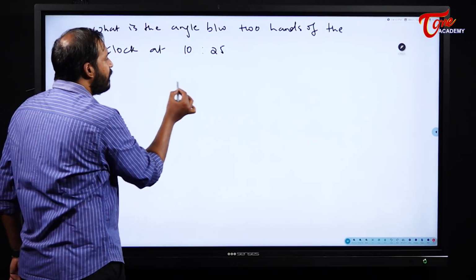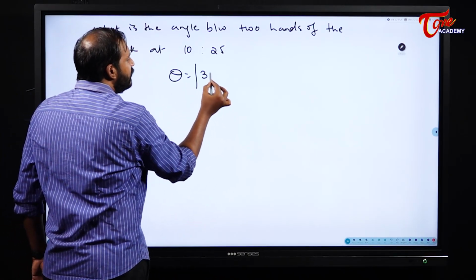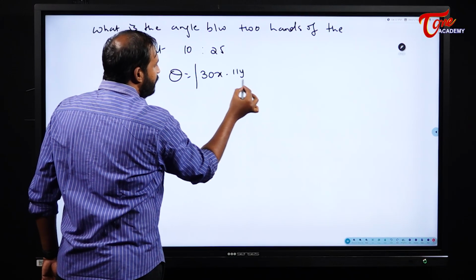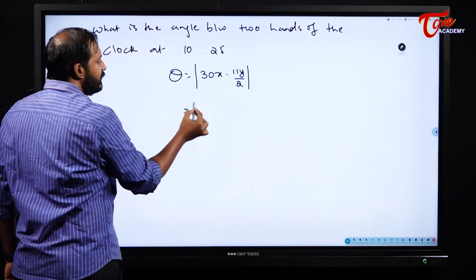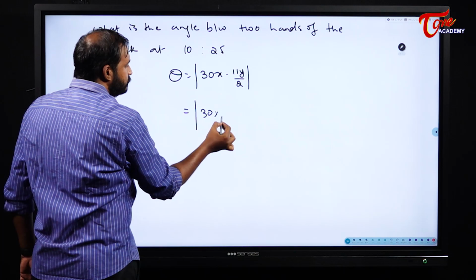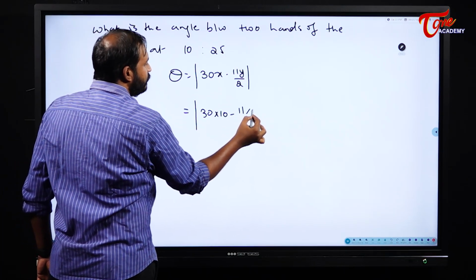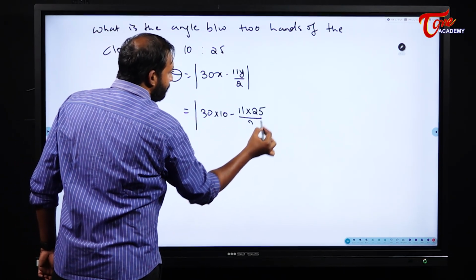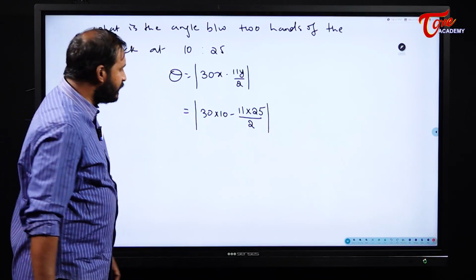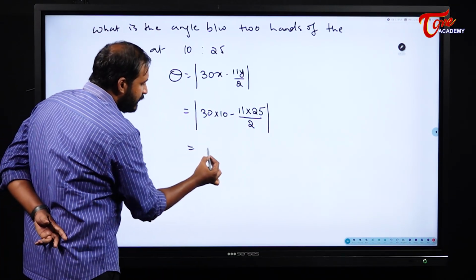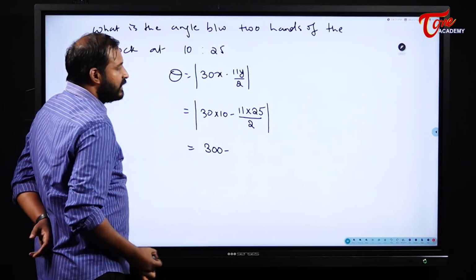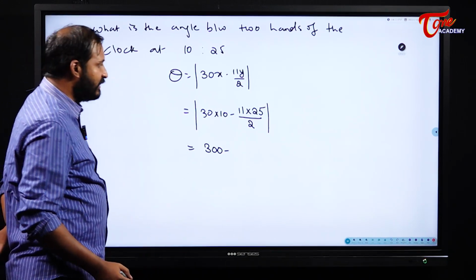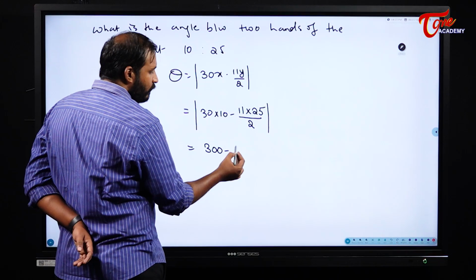So we know what the formula for theta is: modulus of 30x minus 11y by 2. Here, 30 into 10 minus 11 into 25, by 2. Now when you solve this, what you will get here? 300 minus 275, since 11 25s are 275, by 2. What are you going to get here?